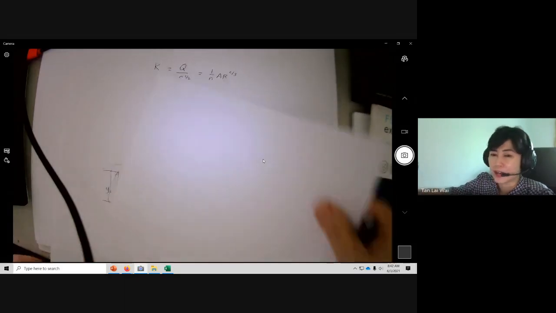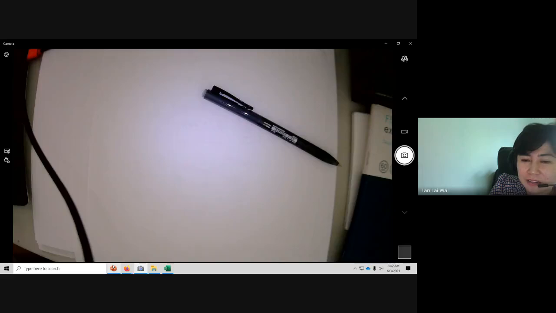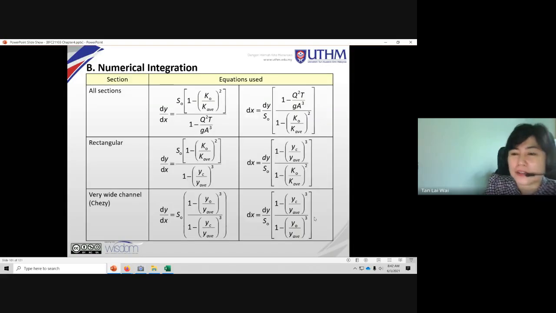Once you know that, let's go back to our slide here. For the rectangular formula, you have Yc and then Y average. How you determine Y average, I showed just now, but we are going to do an exercise so that we can further understand how to get Y average as well. Now, K naught, K average, by now you should know the formula already.